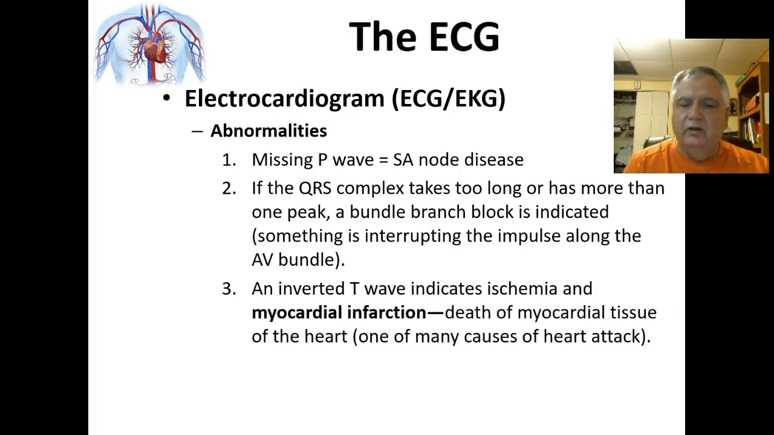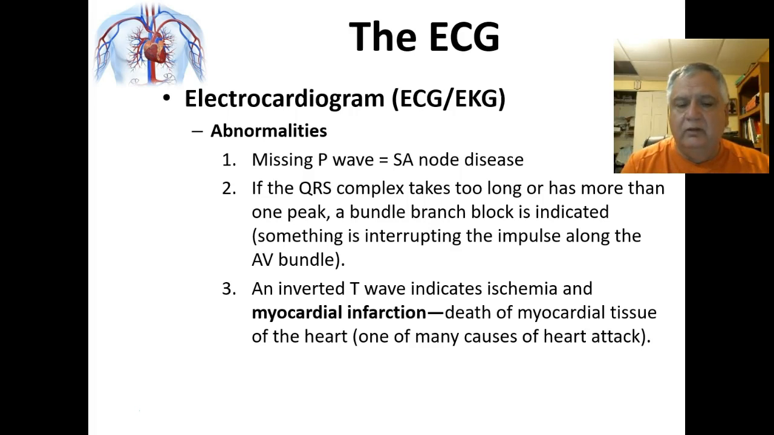An inverted T wave. So instead of the T wave being deflected upward, it could be deflected downward. That would be an inverted T. It can indicate ischemia, insufficient blood flow into the cardiac muscle tissue, insufficient perfusion of blood in the cardiac muscle tissue.